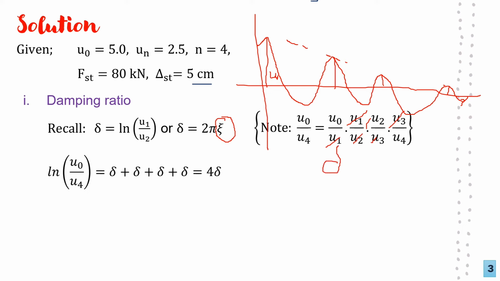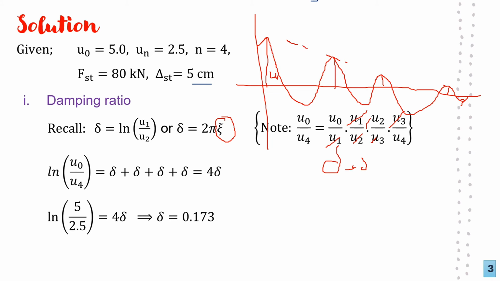Remember I said logarithmic decrement is just the natural log of any two consecutive ratios. So this one will be one logarithmic decrement, another, and another. This is what we are putting here. The natural log will remain here for U0 over U4 because they are not consecutive. Now this becomes 4 logarithmic decrements, or if you add them, it becomes 4 delta.